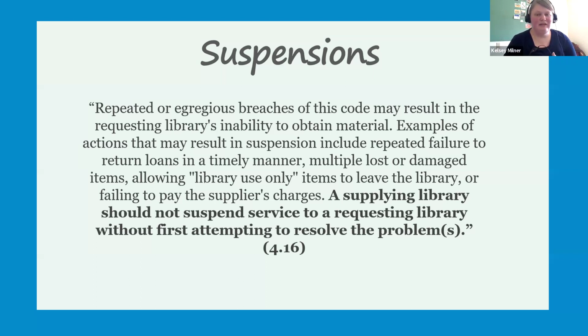The code lays out pretty explicitly when service suspensions can happen. And this is in section 4.16, and it says, repeated or egregious breaches of this code may result in the requesting library's inability to obtain material. Examples of actions that may result in suspension include repeated failure to return loans in a timely manner, multiple lost or damaged items, allowing library use only items to leave the library, or failing to pay the supplier's charges.